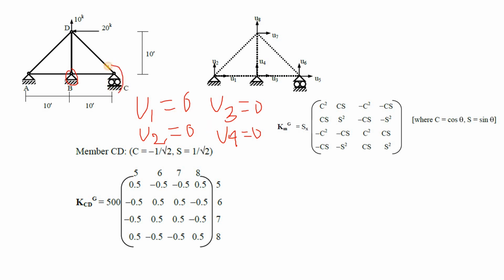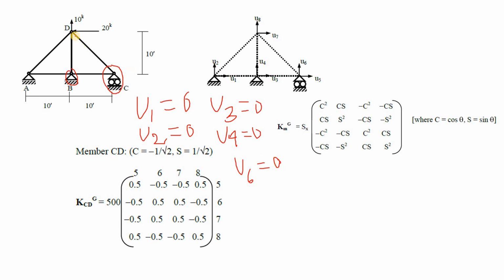And right over here, this is a roller support. So this can allow the horizontal displacement, but it will not allow the vertical displacement. So u6 is equal to 0.